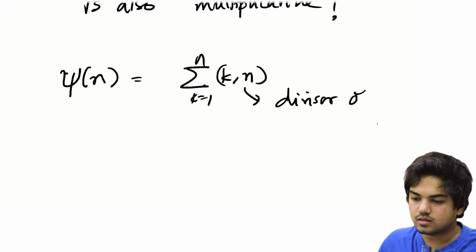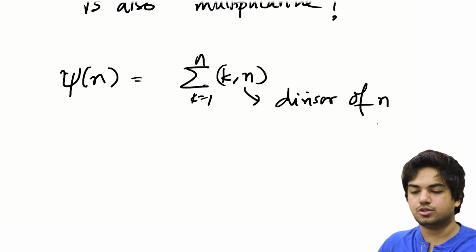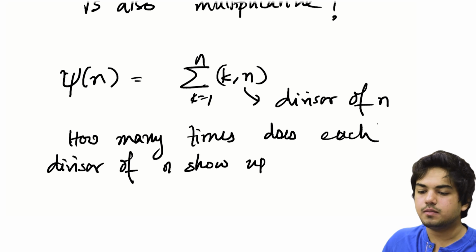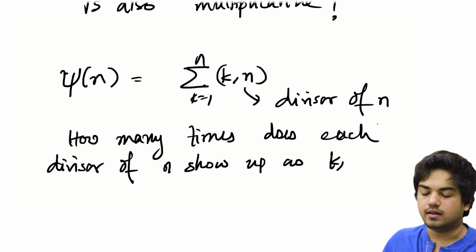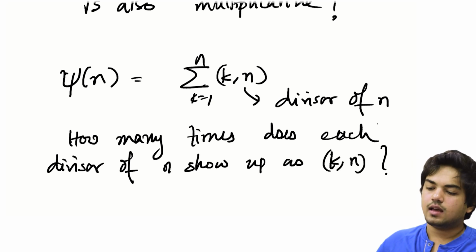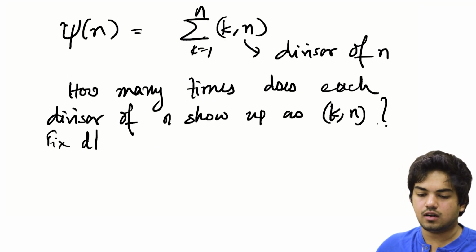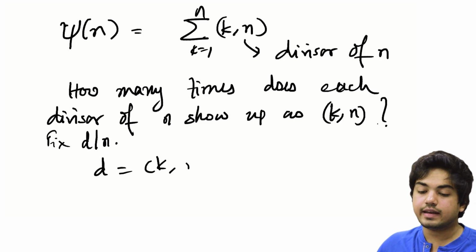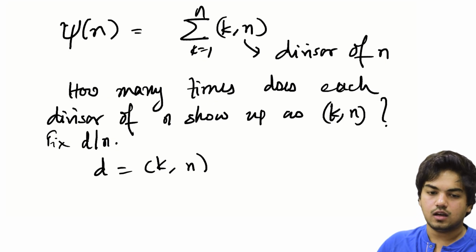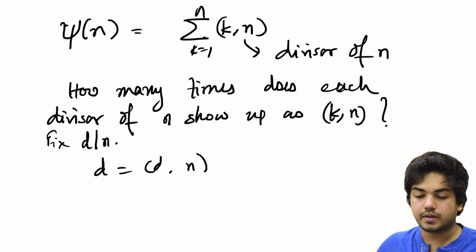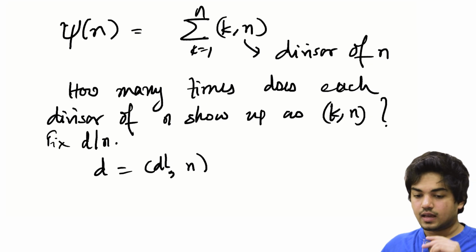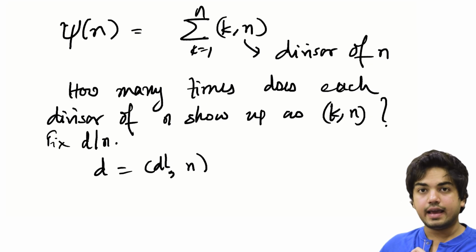So I can ask the question, how many times does each divisor show up as the GCD of k and n, for some k between 1 and n? Obviously, let's fix some divisor d of n. If I want d to be the GCD of k and n, at the very least, I know that d has to divide k. So k is of the form d times L. It's a multiple of d, right? Otherwise, it can't be a common divisor of k and n. Now you have d times something and n.